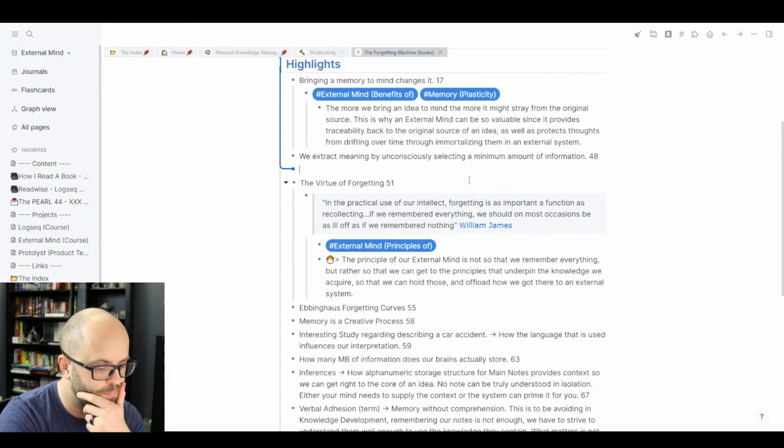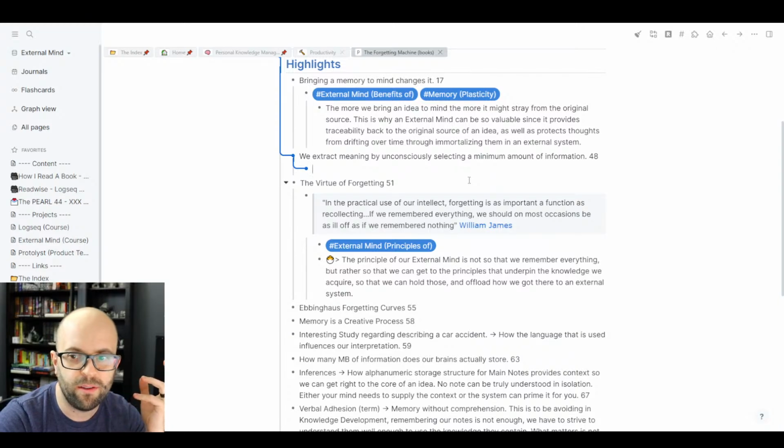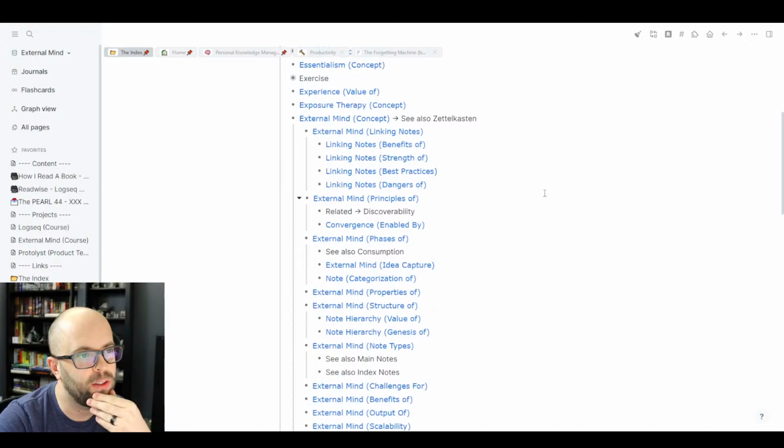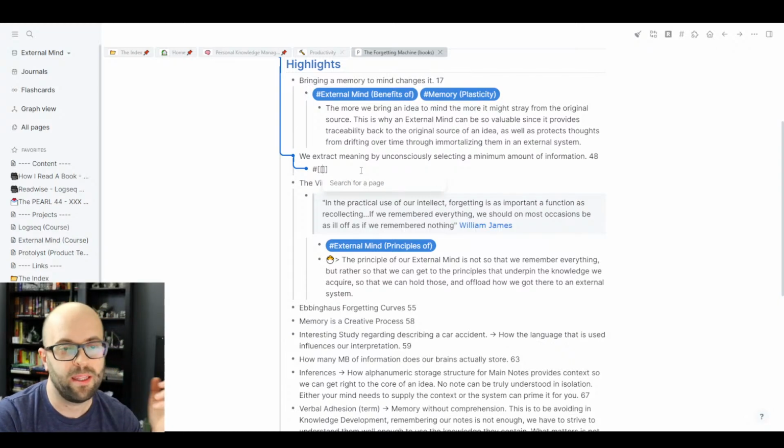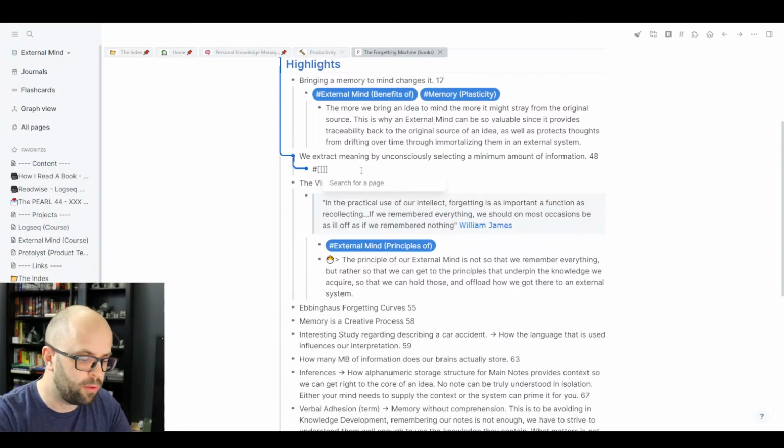So this one then is, I think, what could this index note be related to? I can go over to my index and take a look at some of the different index notes that I have for my external mind and see if any relate to this, or I can just come up with one that I think is appropriate. So this really has to do with the purpose of an external mind.